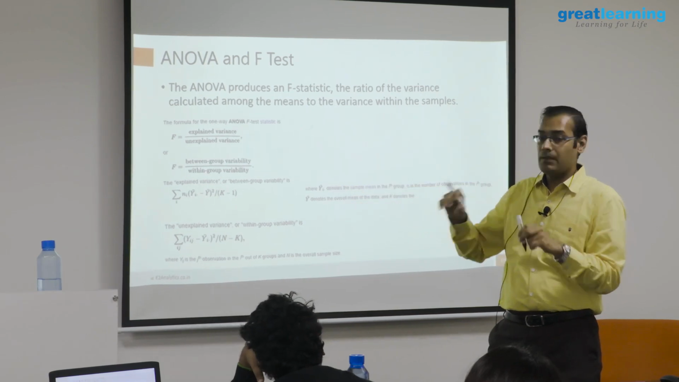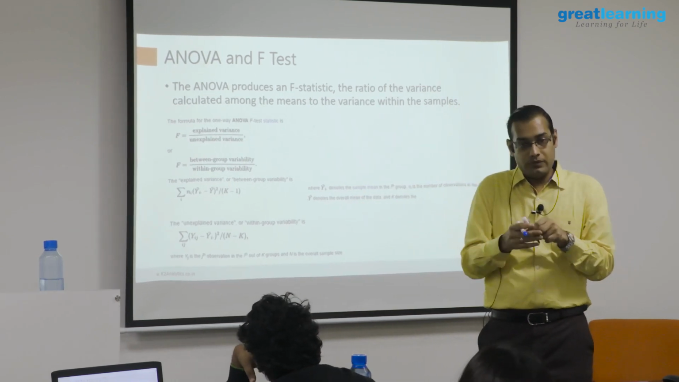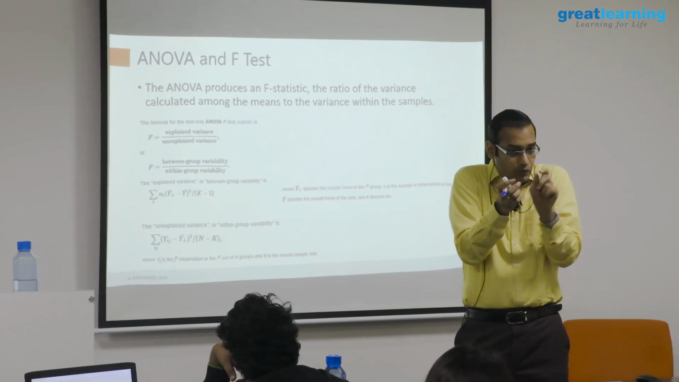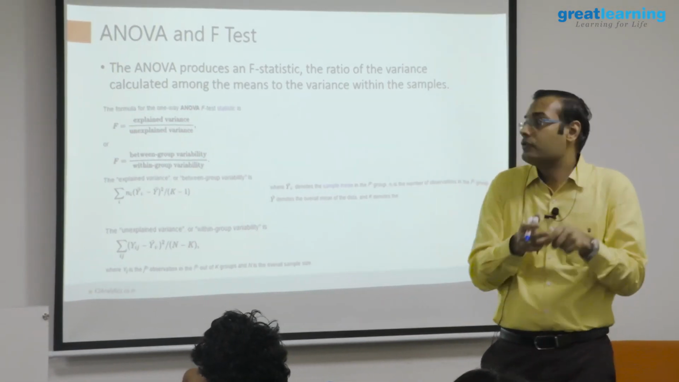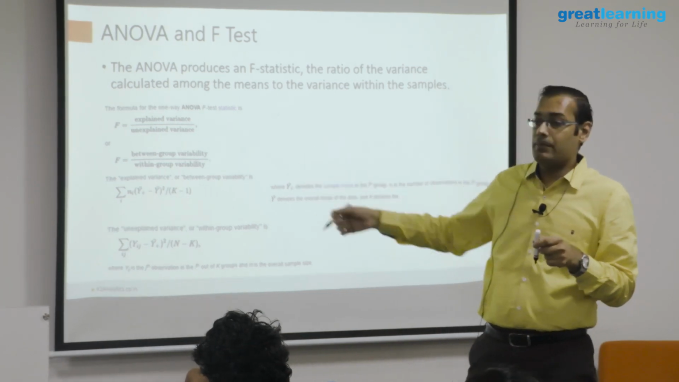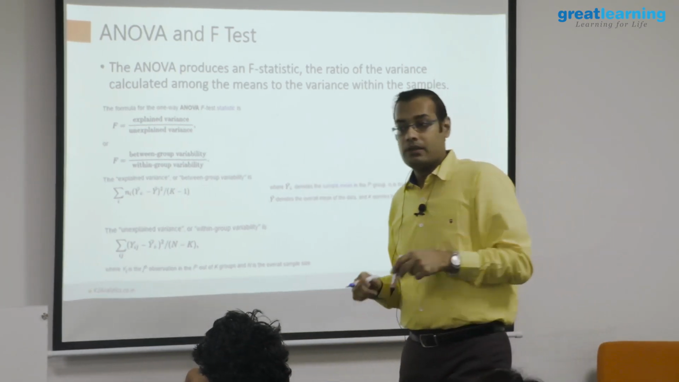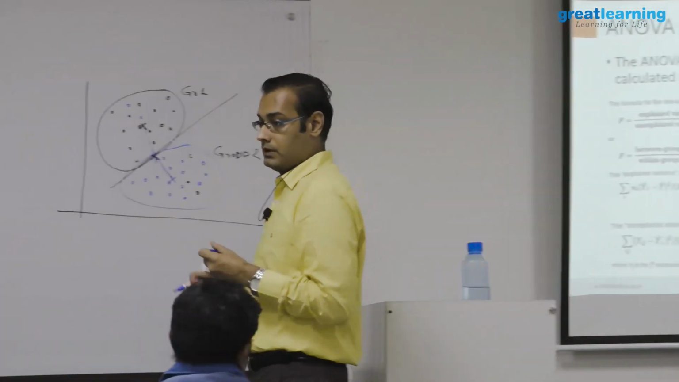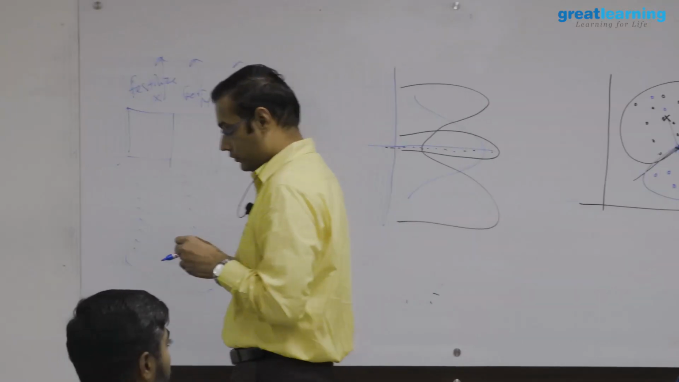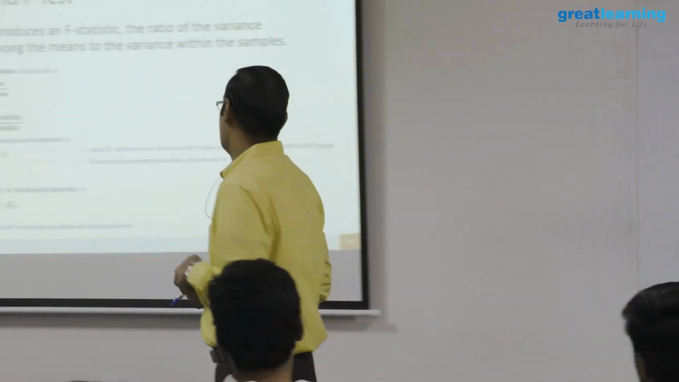n is basically the number of observations in that group, because when you are doing y i bar minus y bar, you have to give weightage to the number of observations in that group, right? So that's why n, divided by k minus 1, where k is the number of groups. Is the first element clear?